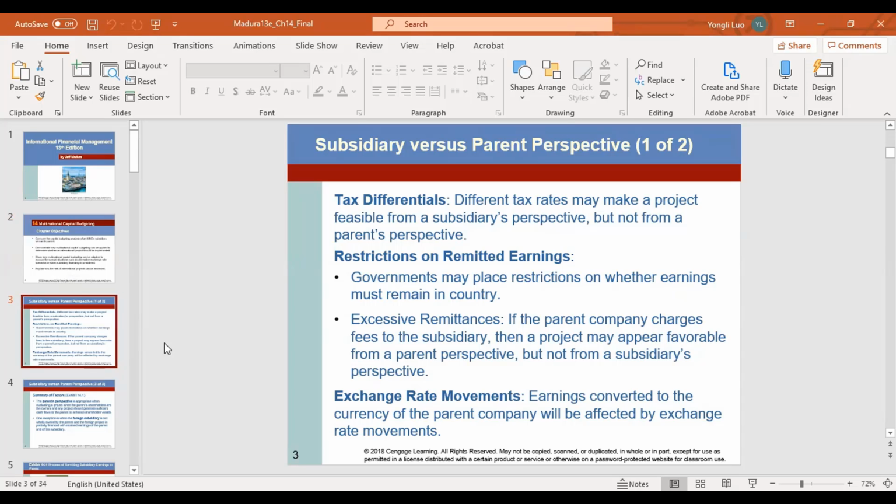Subsidiary versus parent perspective. 1. Tax differentials. Different tax rates may make a project feasible from a subsidiary's perspective, but not from a parent perspective. The second factor is a restriction on remitted earnings. The third one is exchange rate movement.